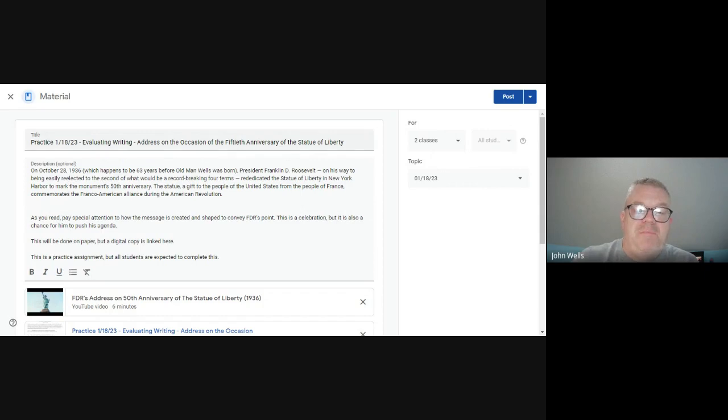We're going to be doing that by looking at the Address on the Occasion of the 50th Anniversary of the Statue of Liberty. On October 28th, 1936, which by the way just happens to be 63 years before I was born, President FDR, Franklin Delano Roosevelt, gave a speech at the 50th anniversary and rededication of the Statue of Liberty.